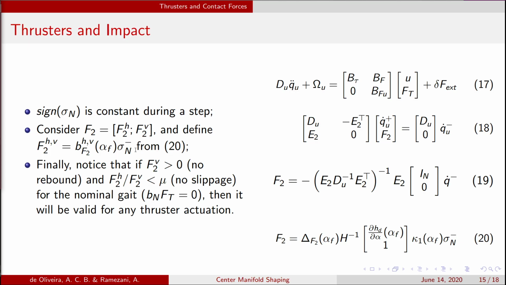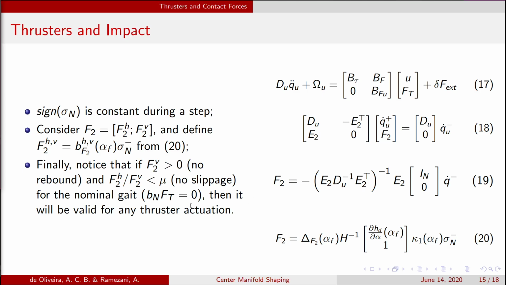And notice now that if for the nominal gait, the no rebound condition, that is the vertical term of F2 is greater than 0, is satisfied, then it will be satisfied for any constant value of the thrusters that result in a successful step, since sigma n has a constant signal. And similarly, if the no slippage condition is satisfied for the nominal gait, it will always be satisfied for any thruster value, since sigma n is cut out from the ratio. And so the thrusters do not influence the compliance with the impact force constraints.